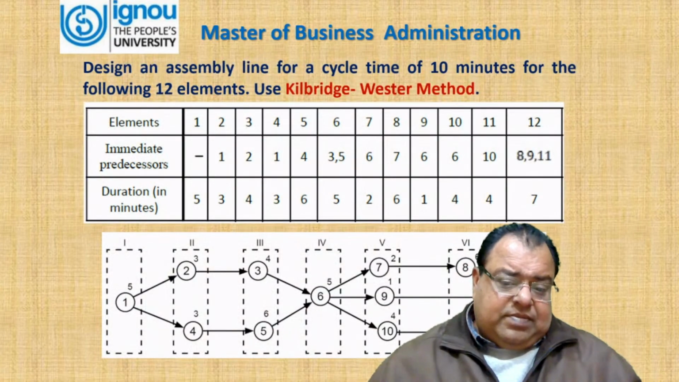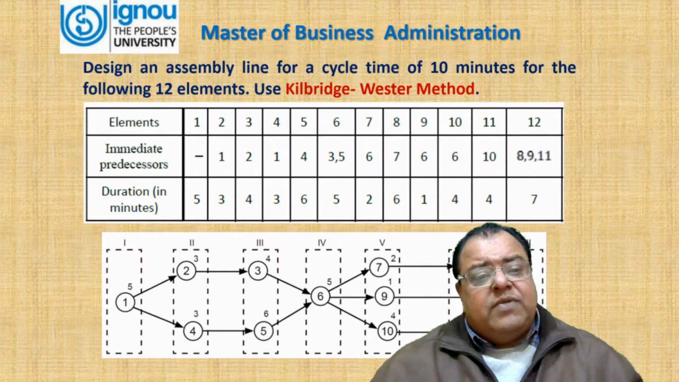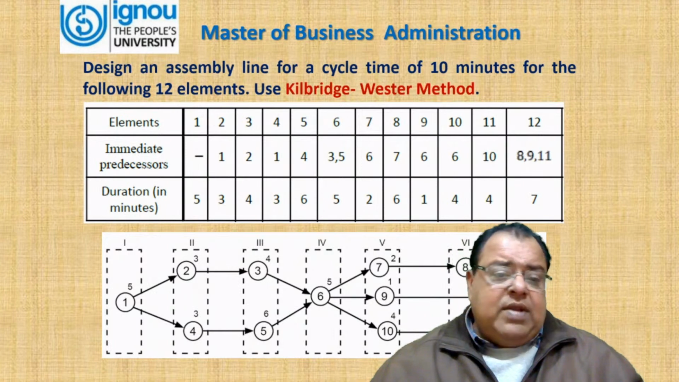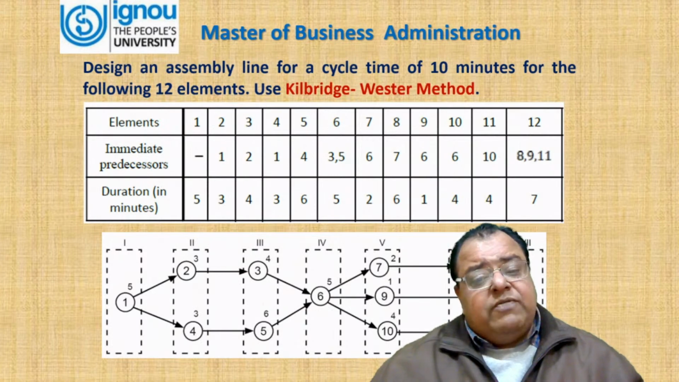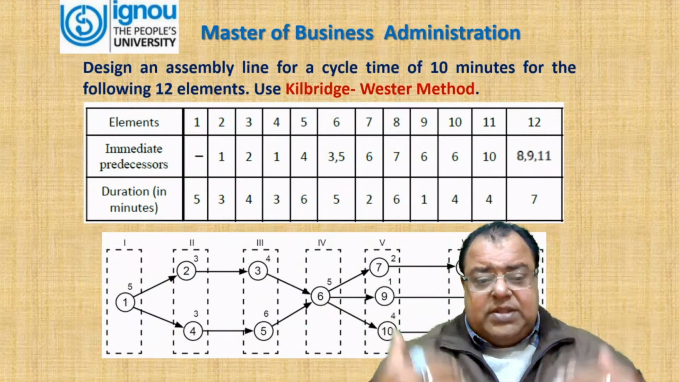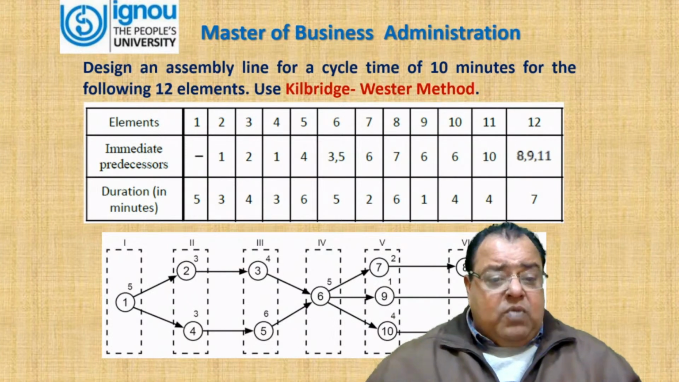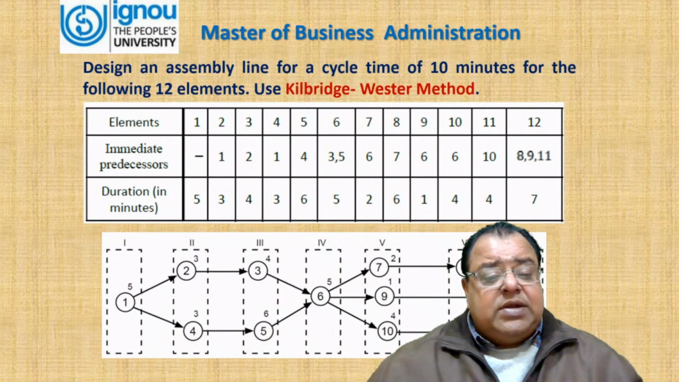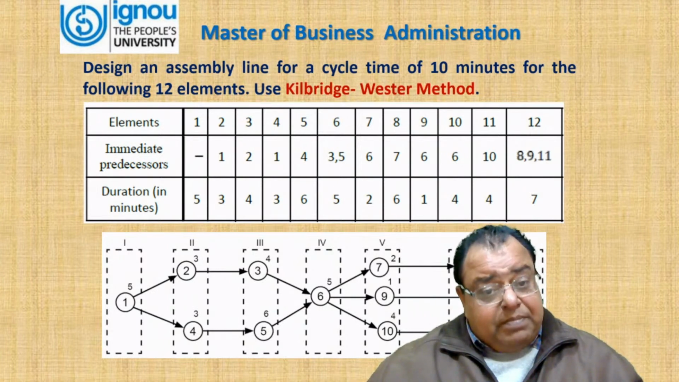Now we take this example. Design an assembly line for a cycle time of 10 minutes for the following 12 elements, and we have to use the Kilbridge-Wester method. Here we can see that there are 12 elements, immediate predecessors are given, and the duration of time is given. Now, when we are plotting this, we have to start with element 1. After element 1, we can see that element 2 is there, 3 is there. Now the thing is how they have to be planned.